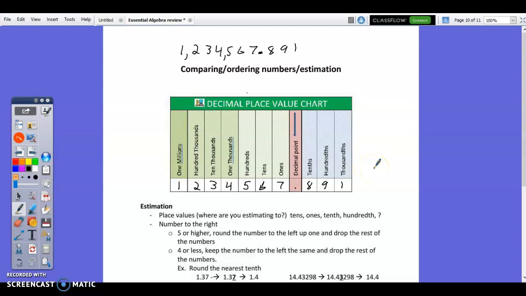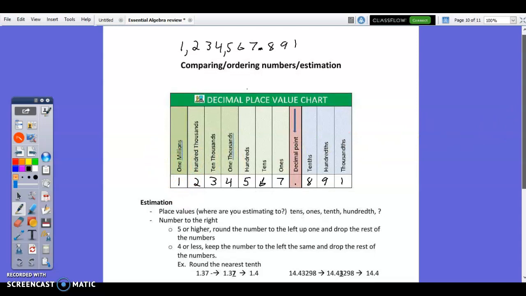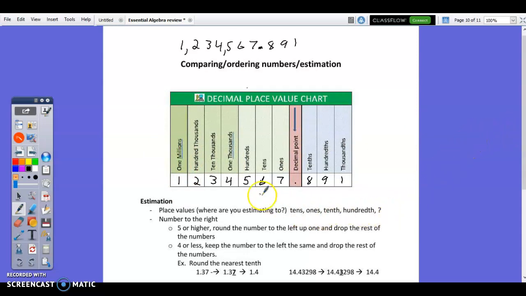All right, now, when we are rounding or estimating a number, they will always tell you what place value you are going to round to. You might round to the nearest ten thousands, and you'll have to know that that's the place value. You might have to round to the nearest tens. You'll have to know where that place value is. They might have you round to the nearest hundredths, and you would have to identify where that place value is.